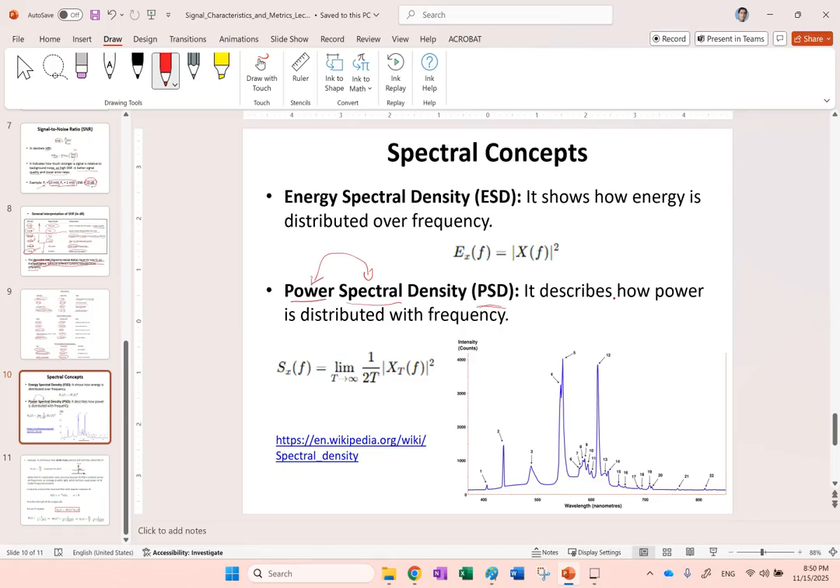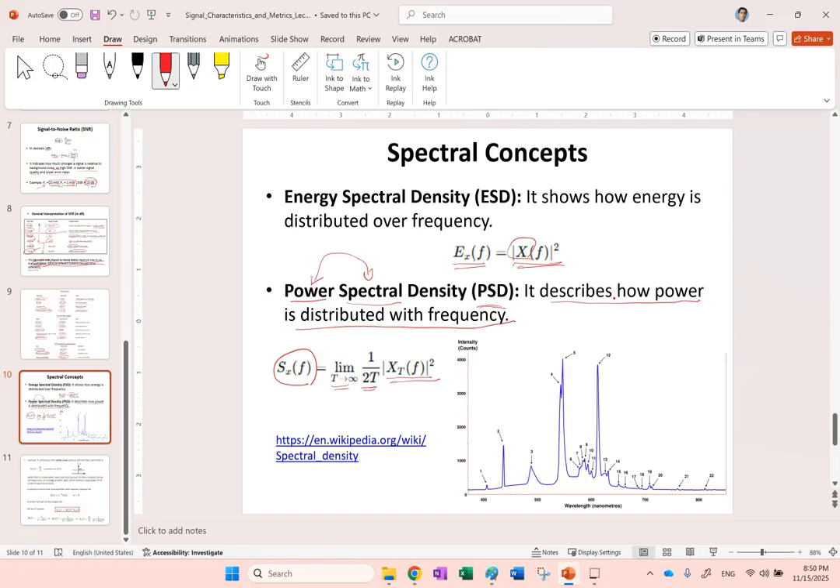And what is it? Remember that in the time domain, you square the signals to show the energy. The same thing in the frequency domain: if you square the amplitudes, you're looking at the energy for that specific frequency. And if you square the energy over a range, divide it by that range of time and take the limit, that is called the power spectral density, which shows how much power is distributed per frequency.